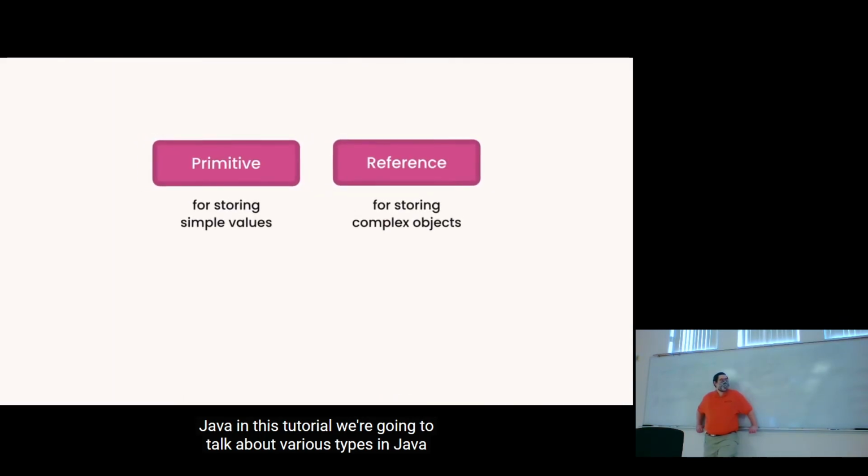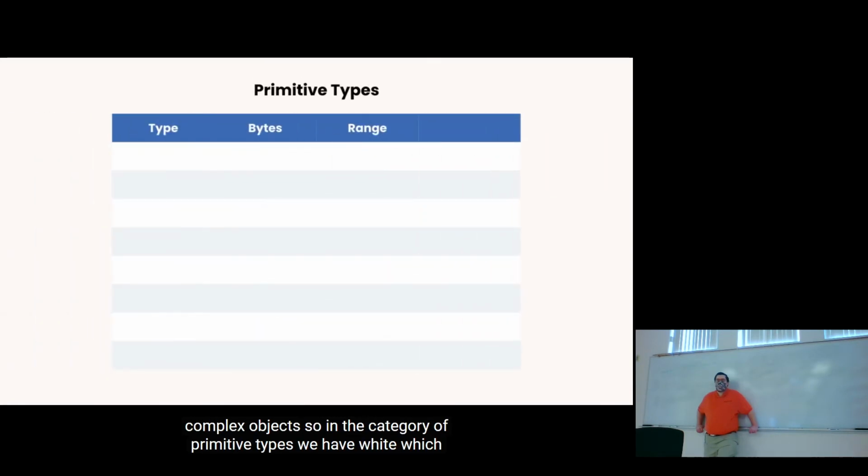In this tutorial, we're going to talk about various types in Java. Basically, we have two categories of types. We have primitive types for storing simple values, and non-primitive types or reference types for storing complex objects. So in the category of primitive types, we have byte, which takes 1 byte of memory, and in 1 byte, we can store values from -128 to 127. Now, the more bytes we have, the larger numbers we can store.